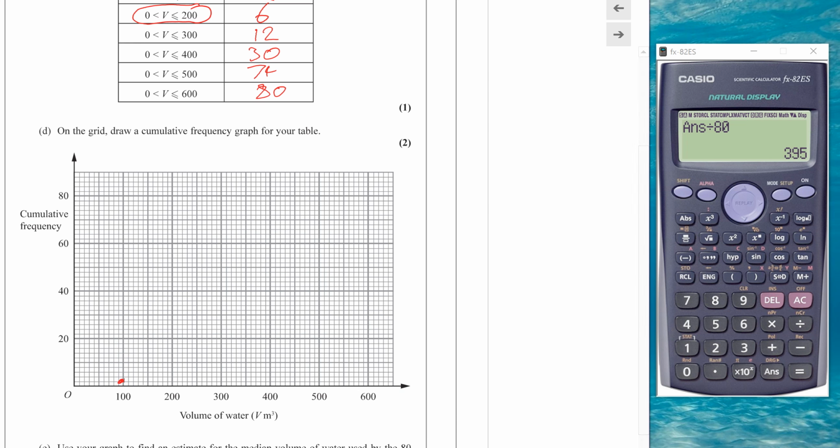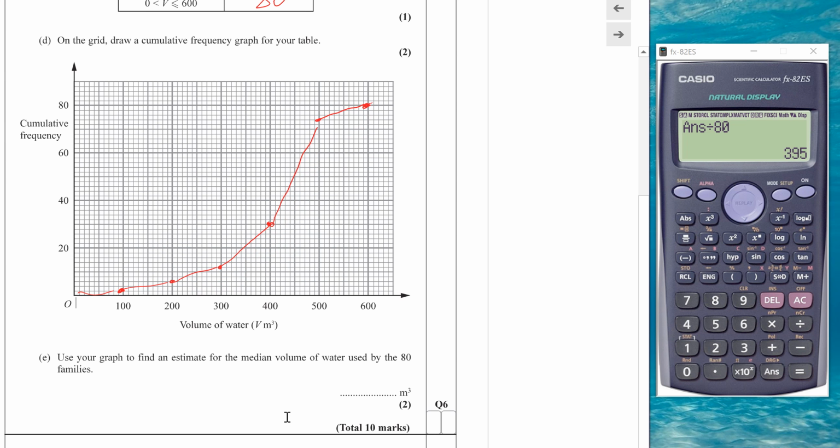Our next one, 6, is at 200, so we're going to plot that one there. Then we're going to plot 12 at 300 and 30 at 400, 74 at 500, which is going to be there, and 80 at 600. And then this needs to be joined up with straight lines. I'm just using a pen without a ruler here. You should use a ruler in the exam, but you're going to get a graph that looks approximately like that.